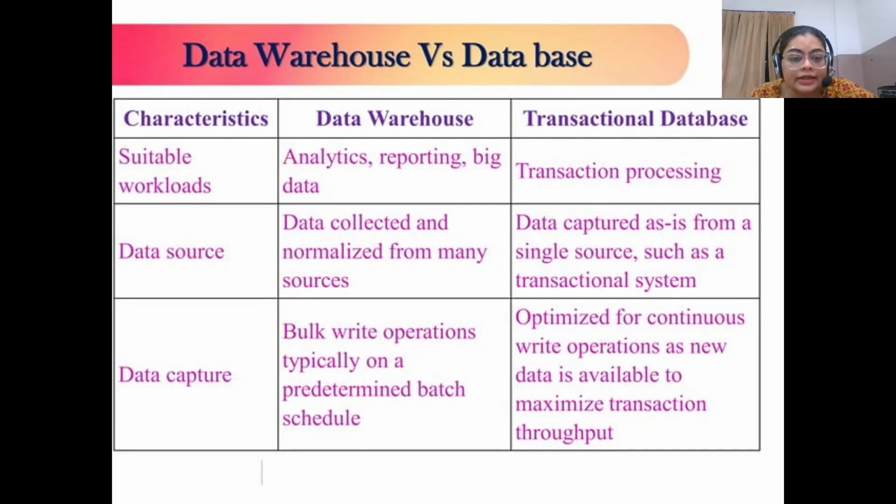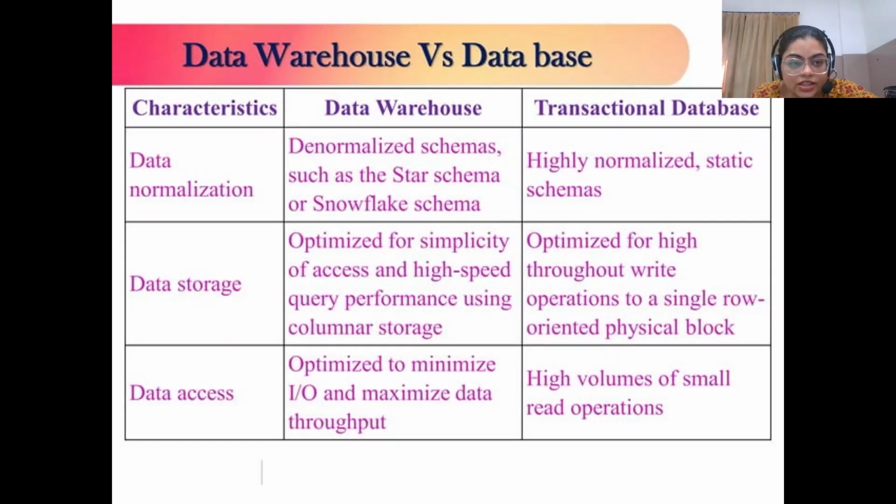Data capture. In data warehouses, bulk write operations typically on predetermined batch schedules, but a transactional database is optimized for continuous write operations as new data is available to maximize the transaction throughput. We can also say that in data normalization, a denormalized schema such as star schema or snowflake schema is followed in data warehouses. But in a transactional database, highly normalized static schemas are followed. डेटा स्टोरेज की बात करें तो optimized for simplicity of access and high speed query performance using columnar storage.